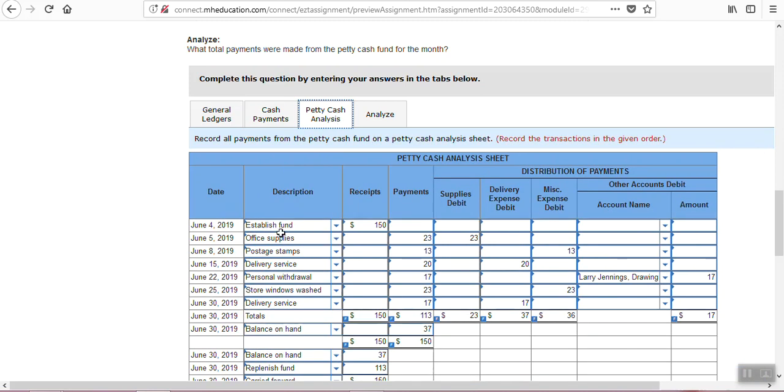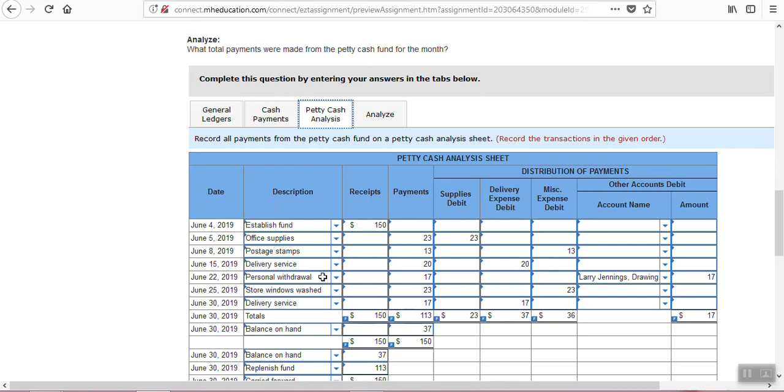So here's our office supplies. We paid $23 for it. And you can kind of see we've got these other accounts out here: supplies debit, delivery expense debit, miscellaneous expense debit, and then that other accounts debit. So how this chart works is that you're going to put the total amount of the payment under the payment, and then you're going to break it out by, well, what expense account did it go to? So it could go to 2 or 3, but most of the time it's just one. So this $23 is supplies. We bought office supplies, so it's going to go under the supplies debit. So the total of these columns over here should equal the amount in the payments, if that makes sense.